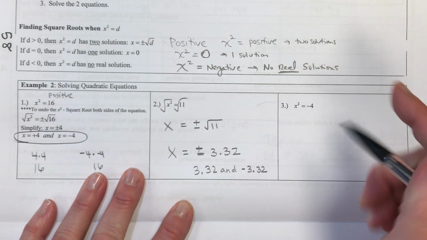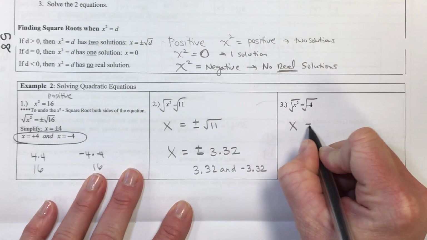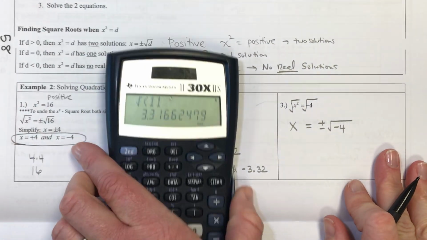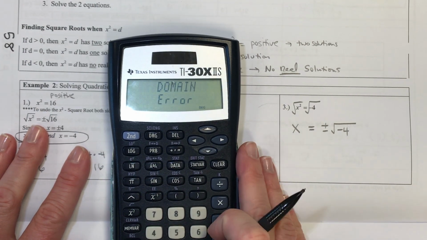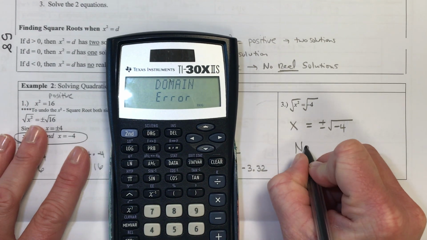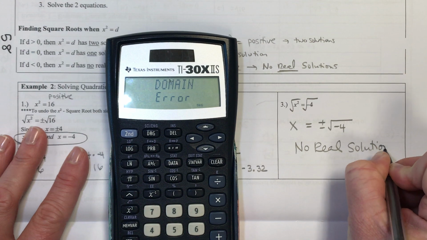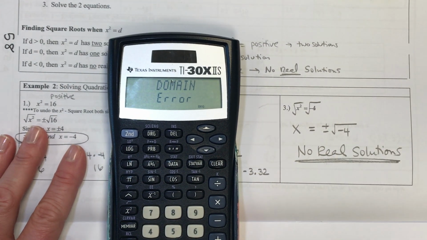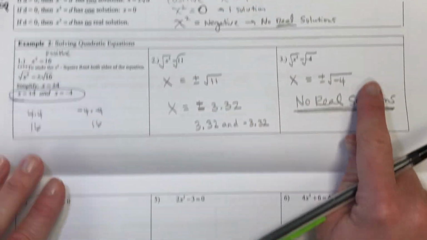And then if I apply my square root here to a negative 4, plus and minus the square root of negative 4, I want to show you this. So if I were to go back and plug in instead a negative 4, notice how it says domain error. And this means we have no real solutions. So you don't technically have to guess, but it's that negative that's going to be the problem for us. So you're just going to write no real solutions for that.